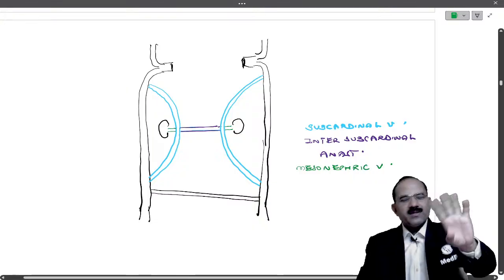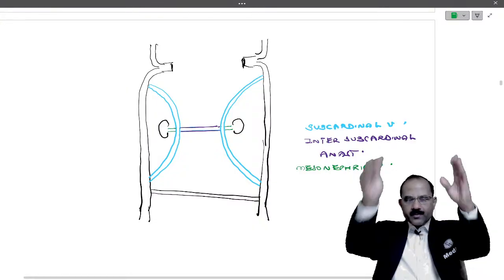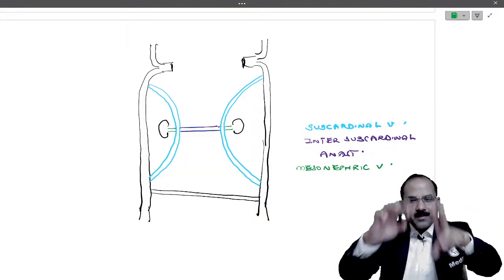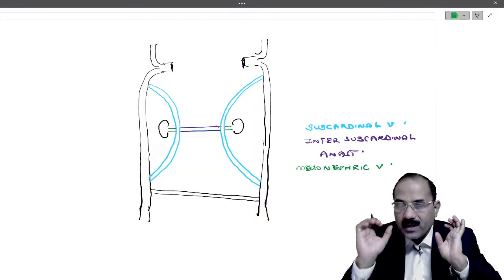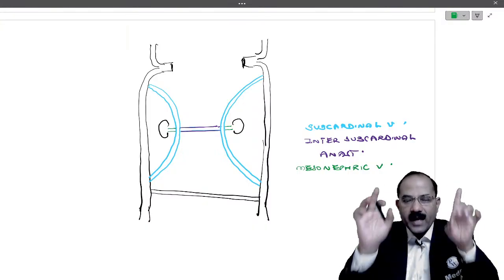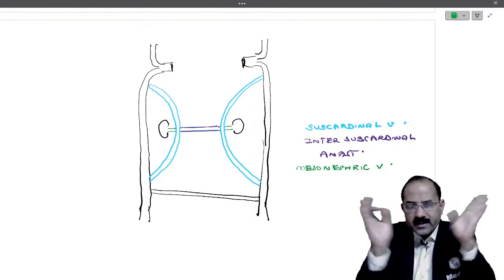Mesonephric vein. I have written in the same color, so correlate that. Okay, look children, so there are two posterior cardinal veins, and two subcardinal veins are formed here. The two subcardinal veins communicate with the posterior cardinal veins. The two subcardinal veins are connected by an intersubcardinal anastomosis. Two small veins are formed here which are draining the kidneys.